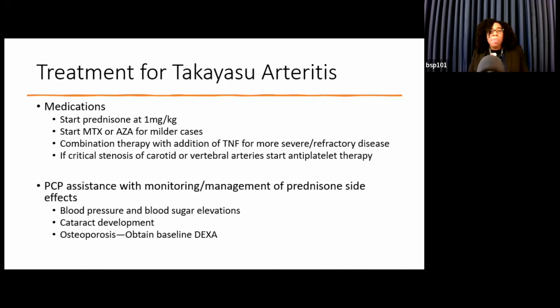Because these people tend to have fairly refractory or persistent disease in their young age, monitoring for steroid toxicity is actually very important because they tend to be on steroids for a very long time. Unfortunately, we don't have the same kind of treatments we have in other diseases to get these people off of steroids very soon. So please keep that in mind.